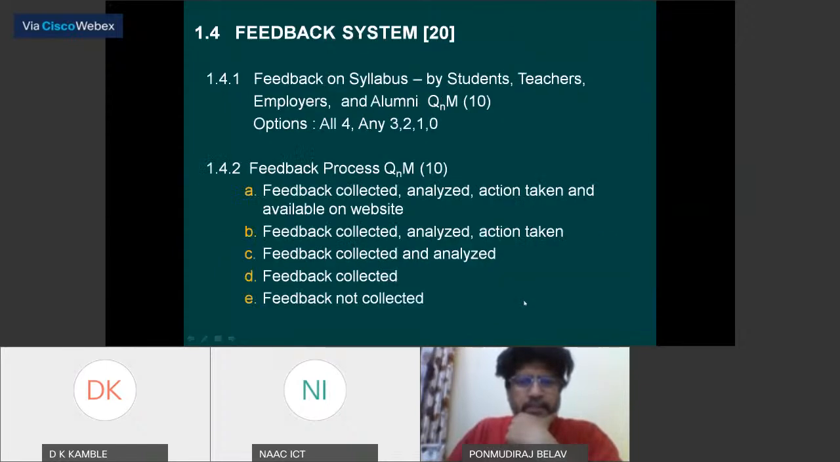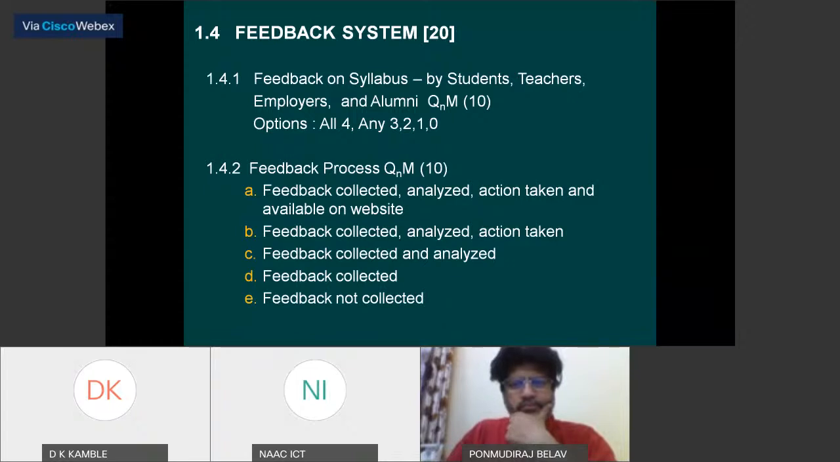Then, coming to feedback analysis. Related to feedback, there are two metrics covered in the criteria. First, 1.4.1, feedback on syllabus. Feedback on syllabus related to curriculum needs a feedback sample form and feedback collected forms from student, teacher, employer, and alumni. Most of the institutions are not providing this. Simply, you can prepare a feedback form separate for students, one separate for teachers, and one separate each for employers and alumni. These four separate collected feedback forms are required related to the syllabus.